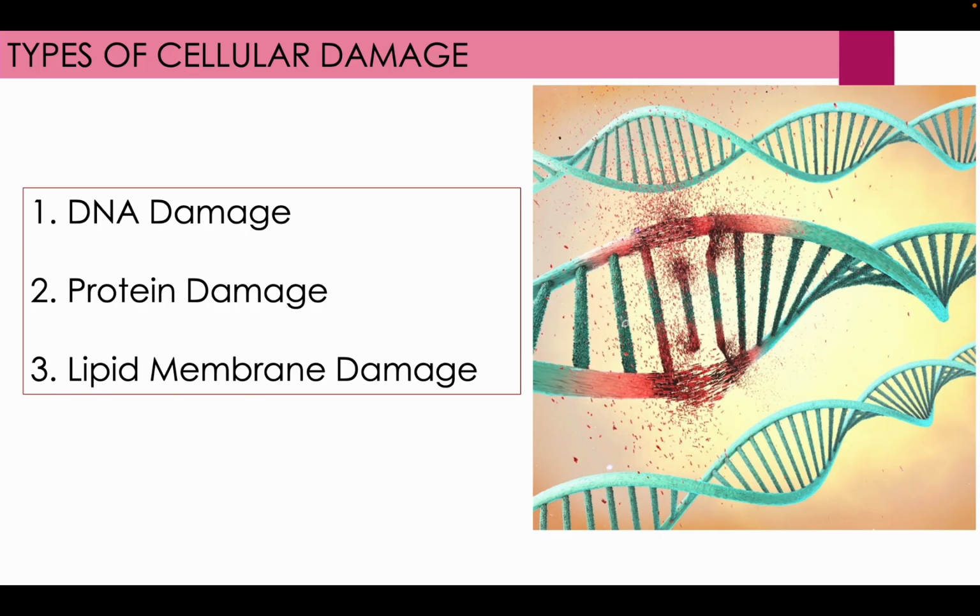The second one is the protein damage. Proteins, particularly the enzymes and the structural proteins, can be inactivated or denatured by radiation, through the disruption of cellular functions such as repair mechanisms, cell signaling, and metabolism. And then the third one is the lipid membrane damage. Radiation-induced lipid peroxidation can damage the cell membrane, causing the leakage of cellular contents and eventual cell death.